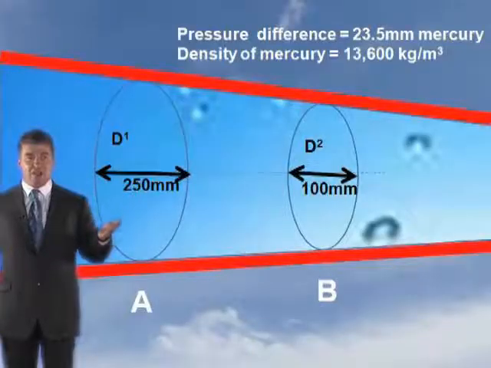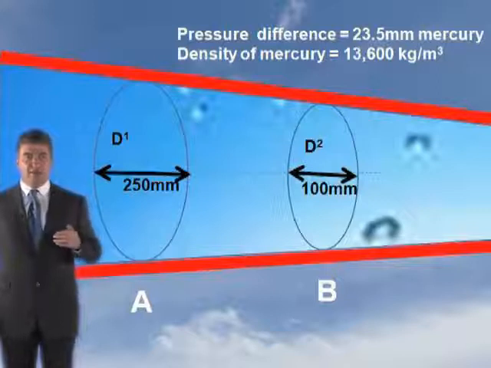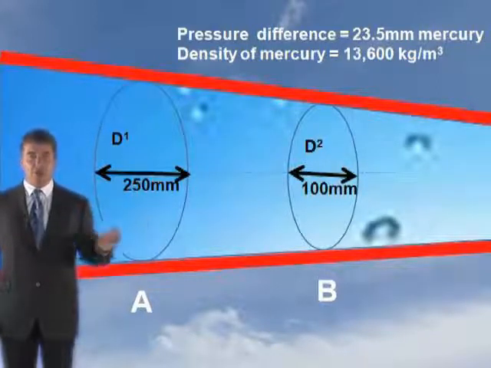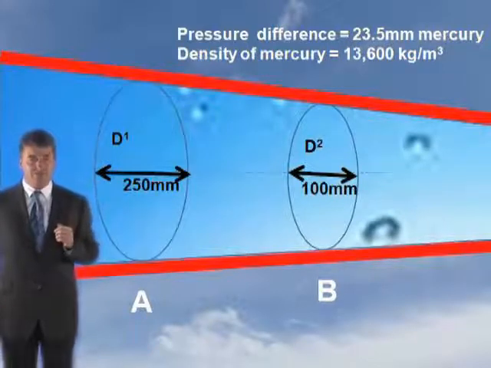Don't forget, draw a sketch. Put a sketch, it tells you what you're doing. This sketch here shows you point A and point B. At point A you've got your diameter 250mm, you've got 100mm diameter at B. It tells you the pressure difference and the density of mercury at the top. So draw a sketch first.